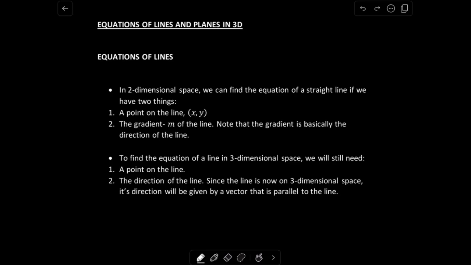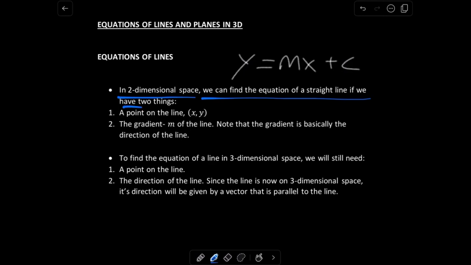In this video, we're covering the equations of lines and planes in 3D. Let's start with the equations of lines. So in two-dimensional space, we can find the equation of a straight line. Remember, a straight line is of the form y is equal to mx plus c.